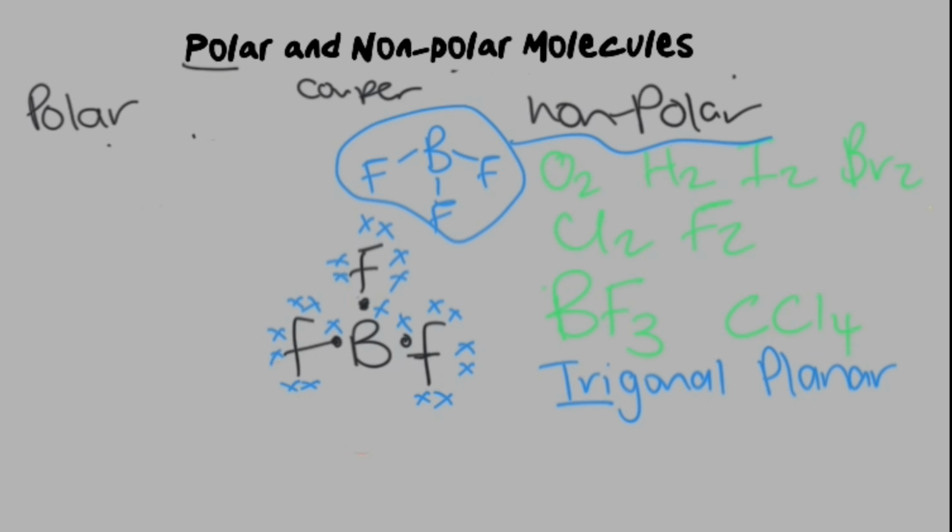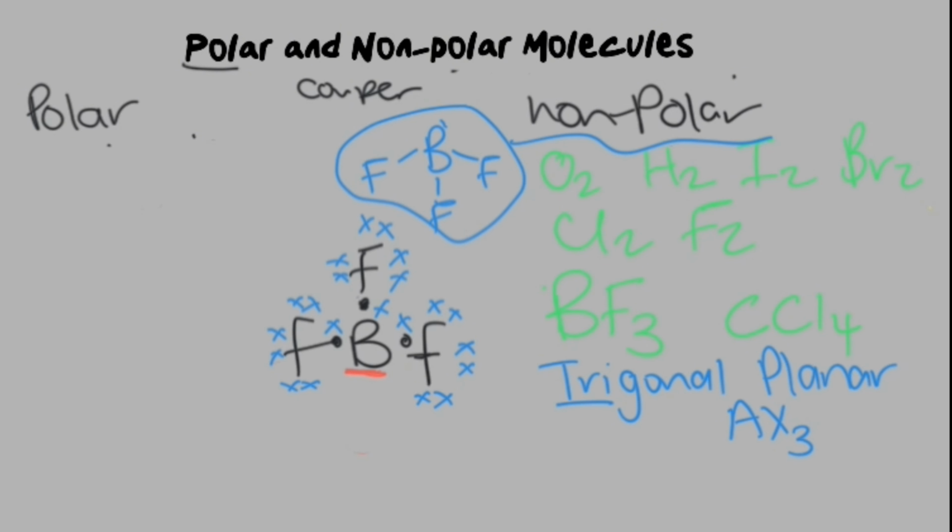Tri meaning 3, 3 atoms around a central atom. So the boron here is the central atom, and the fluorines would be the terminal atoms. So this shape that has boron with the 3, something like that, is called trigonal planar. Now for trigonal planar, I want you to draw your attention to the central atom boron.